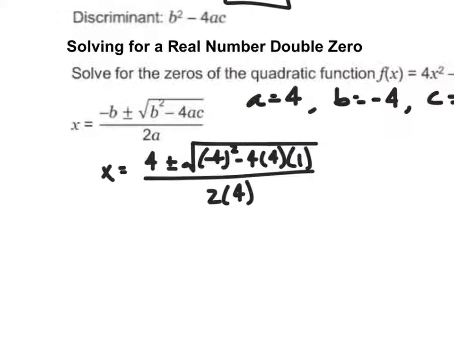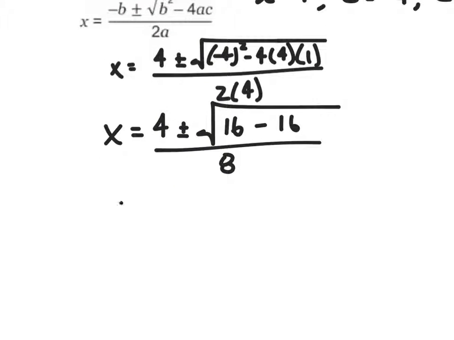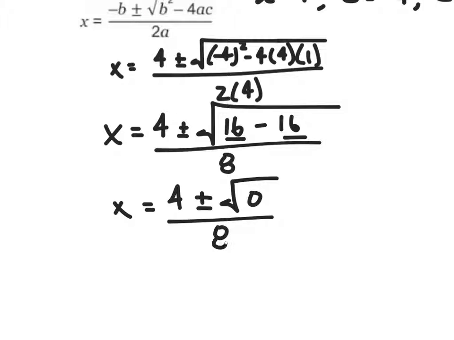So look at what we get here, okay? We get x is equal to 4 plus or minus the square root of negative 4 squared, which is 16, minus 16, all over 8. When we evaluate what's underneath our radical, look what we get: 4 plus or minus the square root of 0 all over 8. Notice that our discriminant value is 0. That means we will have one solution.